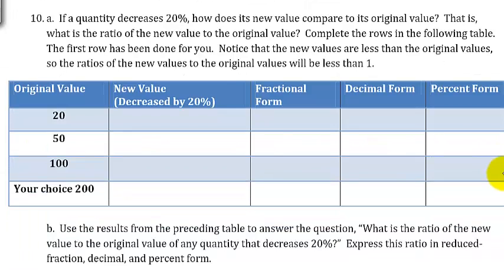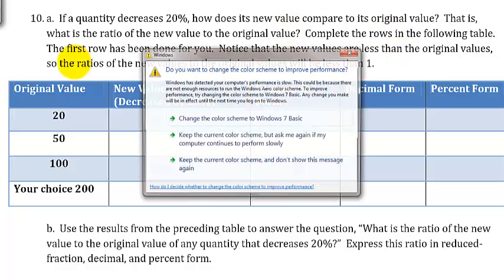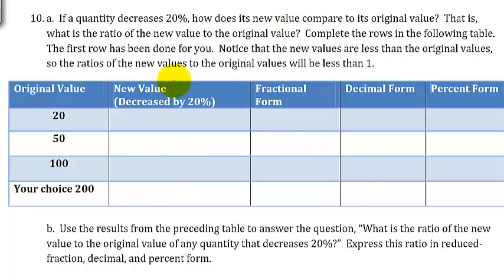If a quantity decreases by 20%, how does its new value compare to its original value? That is, what is the ratio of the new value to its original value? Complete the rows in the following table. The first row has been done for us. Notice that the new values are less than the original values, so the ratios of the new values to the original values will be less than 1. Our original values are 20, 50, and 100. We want to fill in our new value column, which means we want to decrease these values by 20%.